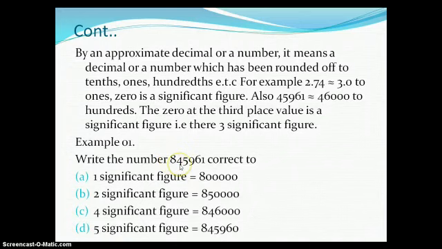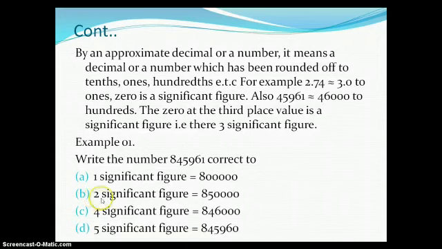The digit to the right is below 5, so the rest will be replaced by 0. So it will be 80,000. So this is 1 significant figure because these zeros are not counted as significant figures. So you have to be very careful on that.